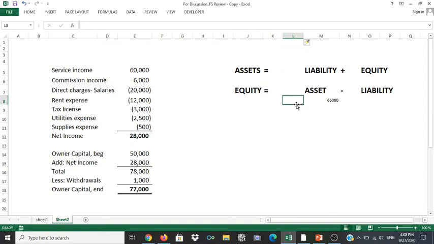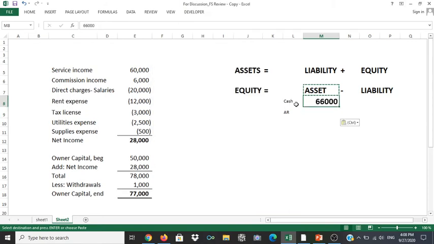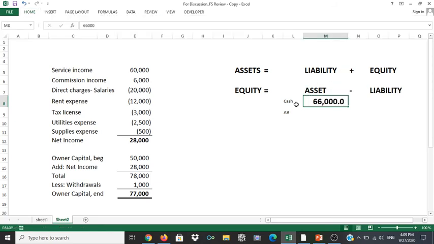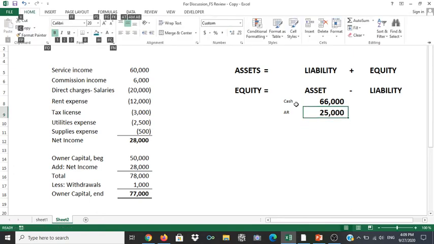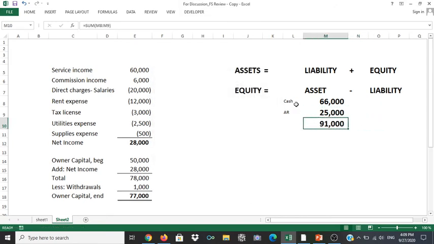So, teka, pakita lang natin para mas ma-appreciate. Okay? You have cash daw, then accounts receivable. You have cash na 66,000 and then you have accounts receivable na 25,000. Total asset will be how much? Magkano? 91,000. Okay? So that's how you get it.